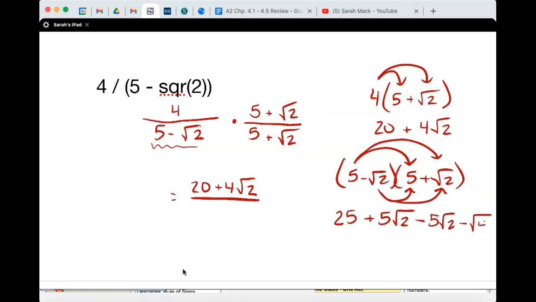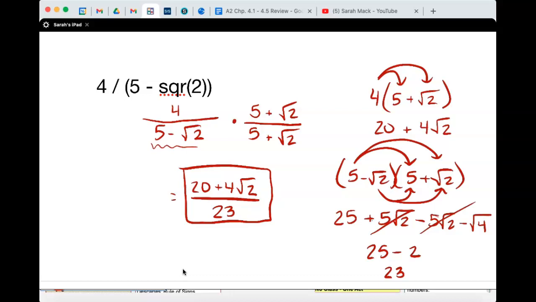Okay, so we do the conjugate because this radical cancels in the middle. Plus 5 square root of 2 minus 5 square root of 2. Square root of 4 simplifies down to 2. So 25 minus 2, which is 23, and that's my denominator. So I magically got the square root symbol out of the denominator. Woo! Nice, right?